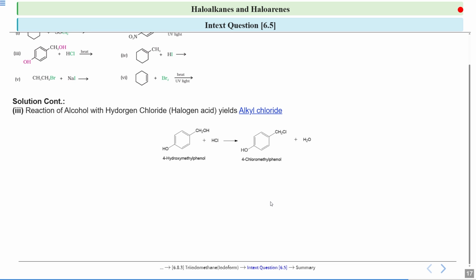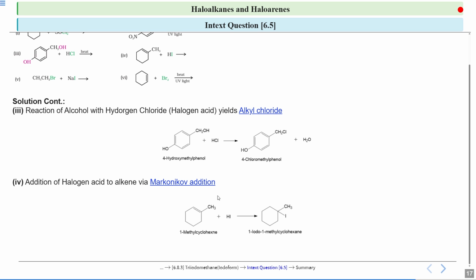Now if you see the fourth reaction, which is the addition of a halogen acid, again hydrogen iodide, to an alkene, it will proceed via the Markovnikov addition rule. In the alkene we are adding a halogen acid, which here is hydrogen iodide. So this is your 1-methylcyclohexene, and it is reacting with the hydrogen iodide. So what will happen? This reaction will follow the Markovnikov addition rule.